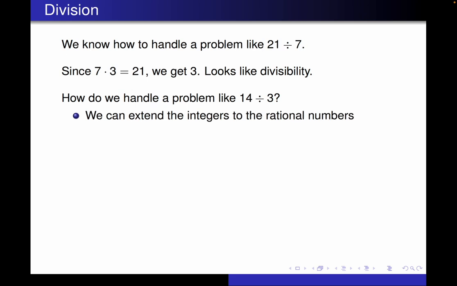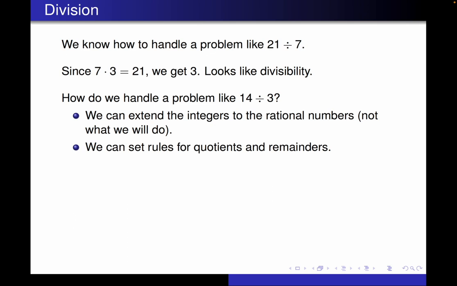We can handle it like a rational numbers problem. We can extend the integers to rational numbers. We get 14 thirds, perfectly good rational numbers. That's not what we're going to do because we're sticking with an integer-based approach. So we're going to set some rules for finding quotients and remainders, which are all based upon integers.